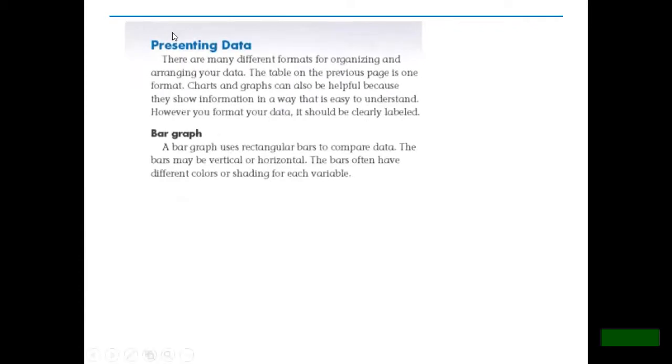Presenting data. There are many different formats for organizing and arranging your data. The table on the previous page is one format. Charts and graphs can also be helpful because they show information in a way that is easy to understand. However you format your data, it should be clearly labeled.